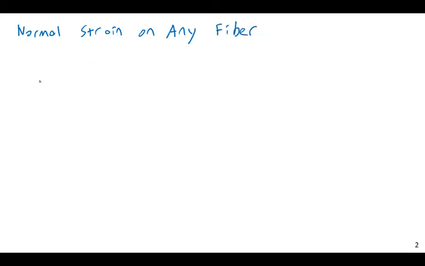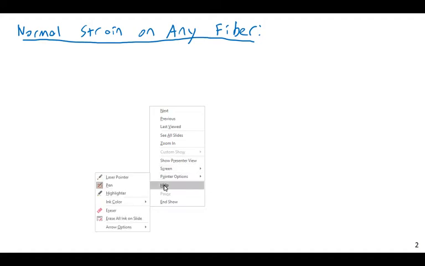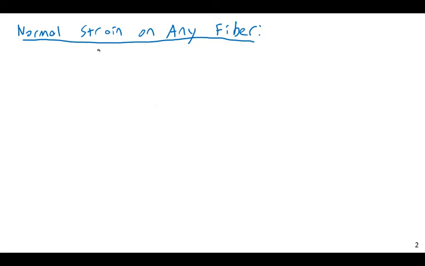If I were teaching this class in England, we could do FIBRE, but we're in America and we have good, strong American steel, so we do FIBER. Okay, but that has nothing to do with mechanics of materials. Really bad jokes this morning.